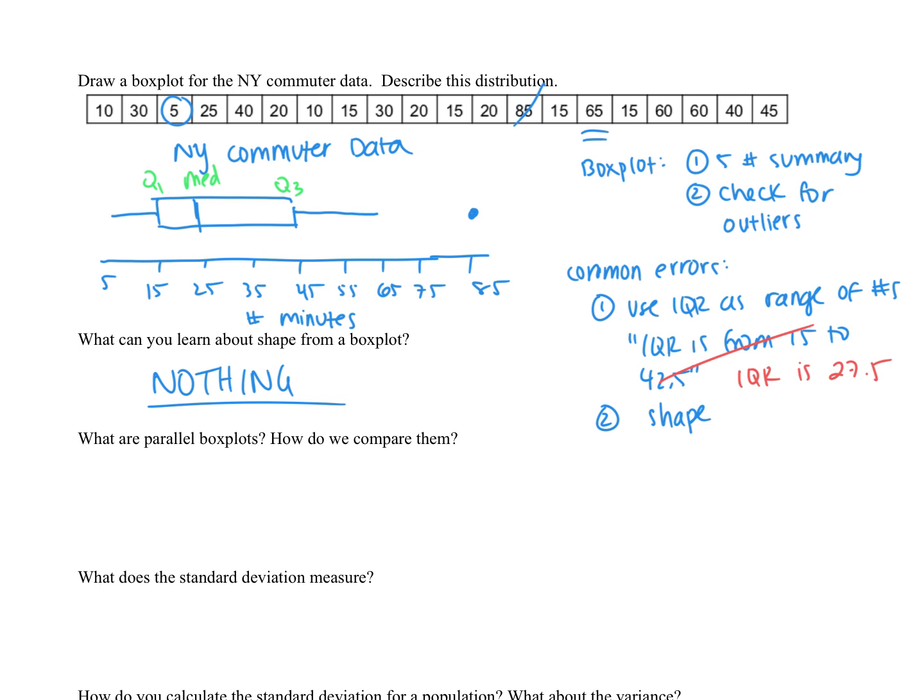So if I were to ask you to describe the distribution, we're not going to, but if I were to ask you to, you would say to yourself, okay, this is numeric, so I'm going to do CSSU, except no shape. And we already know a bunch of the measures. The center is 22.5. We calculated it. The spread, we would say is from 5 to 85. But the IQR is 27.5. And then there's one unusual.